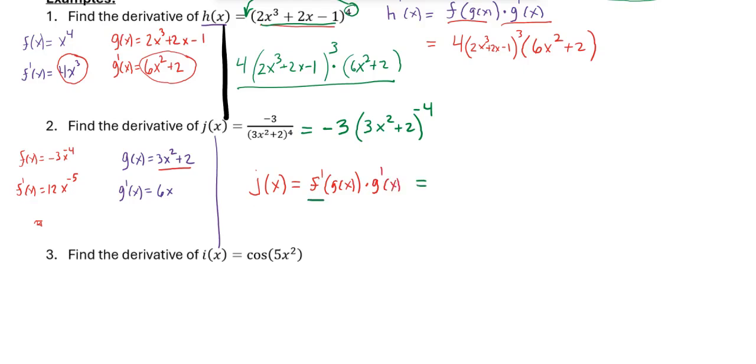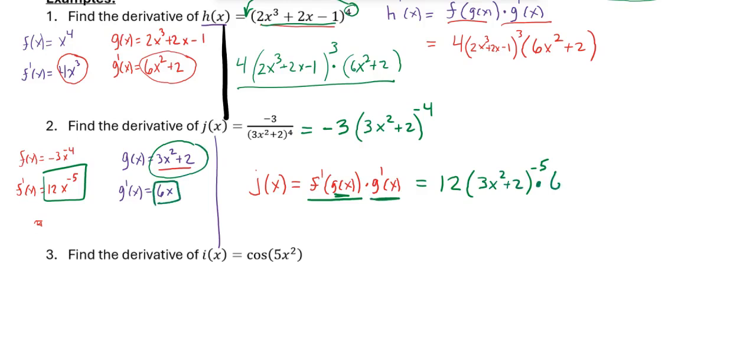So, let's see. F prime of g of x means take the derivative. It's over here, 12x to the negative 5, but don't write x. Instead, you're putting g in it, and g is the 3x squared plus 2. All right, and then multiply that by g prime of x. That's just my 6x right there.